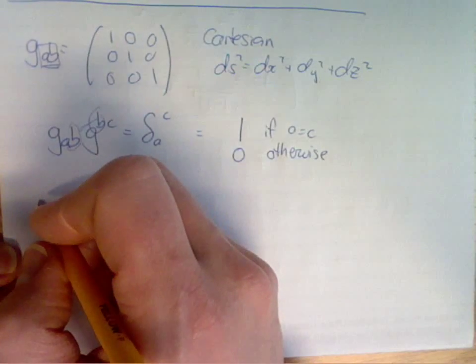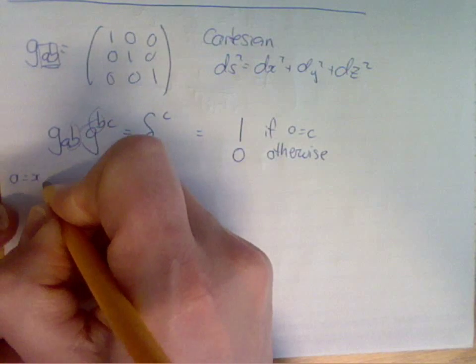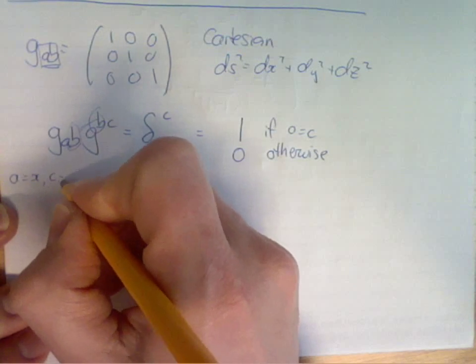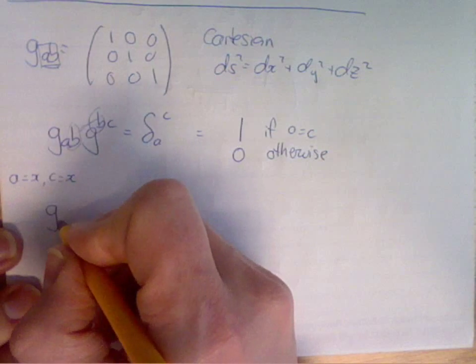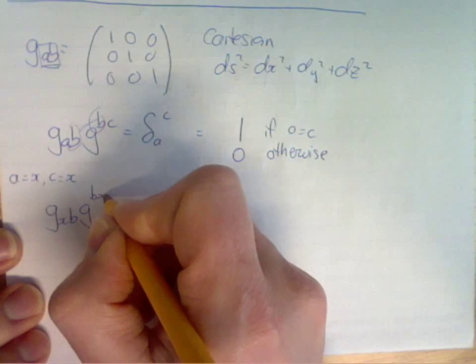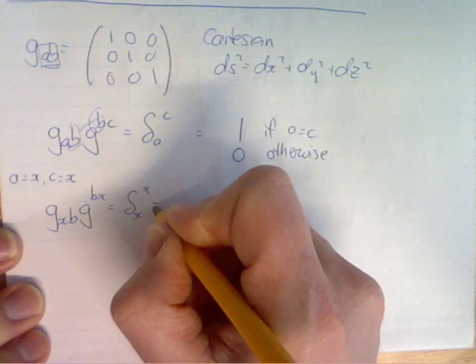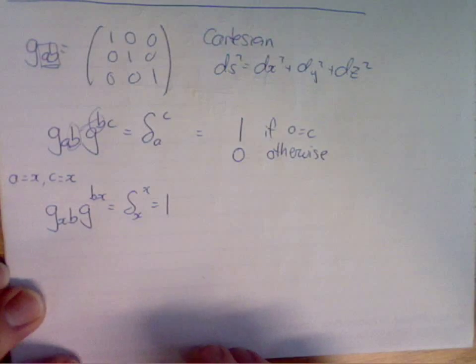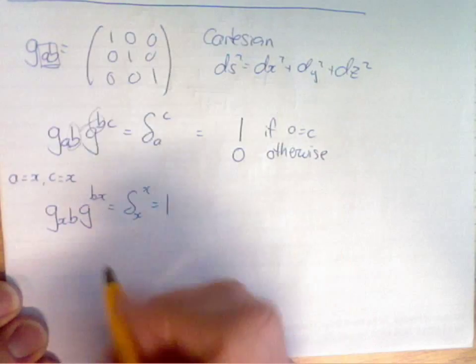So let's, for example, write out the A equals X, C equals X term. This is going to be g_XB g^BX is equal to delta XX, which will equal 1. Okay, so we can write all these terms out. So this is actually a summation over 3 terms. I've just got x, y, and z here.